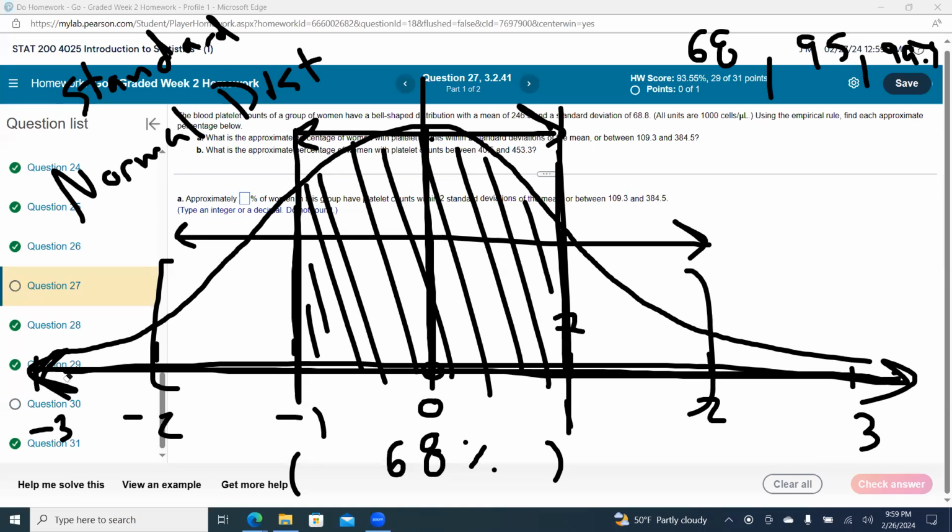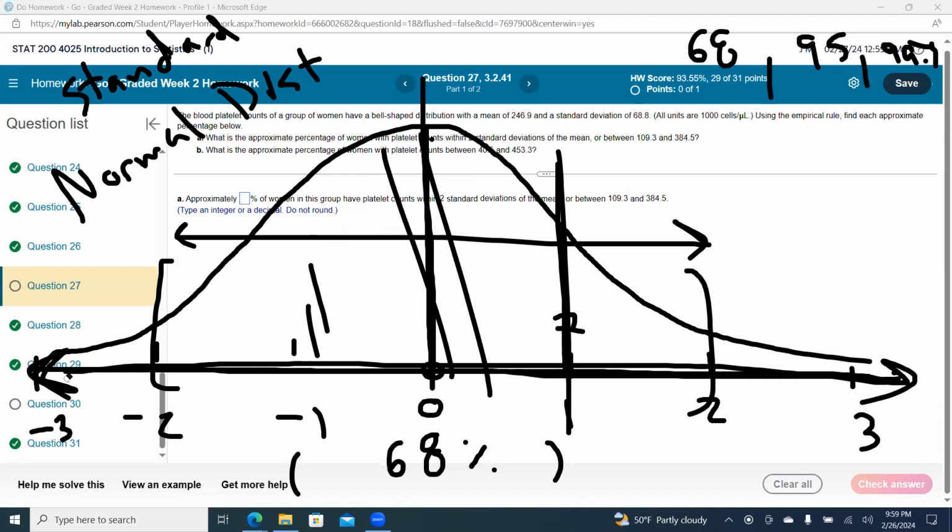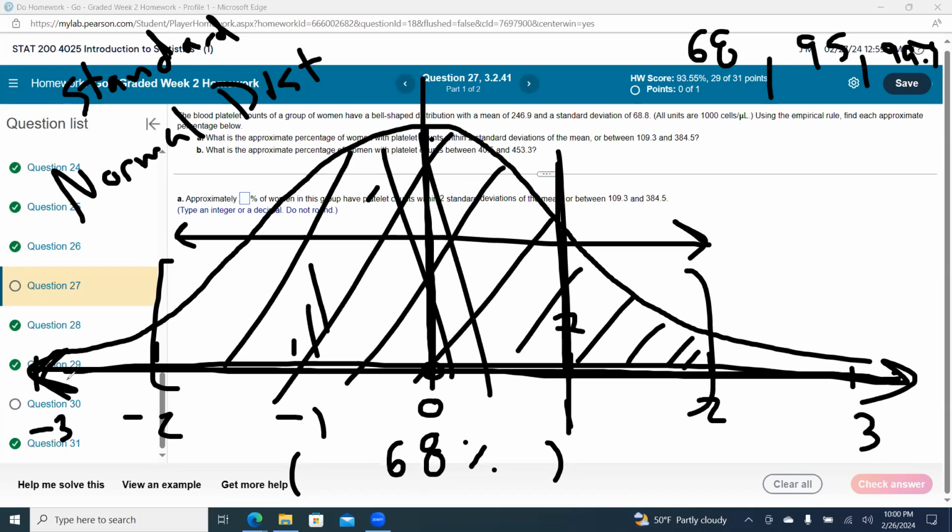So we can erase a lot of stuff if we want. We have a lot of options when we're doing it this way. I make all these lines, but plus or minus 2 standard deviations is going to be all of that. And that right there contains 95% of our data.